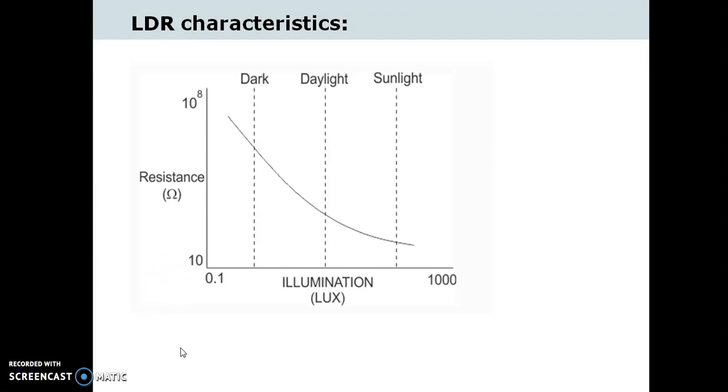But the value of the resistance does not start decreasing immediately. At any time, the resistance value of the LDR depends on the previous light falling on it, and this is called the memory effect or the light history effect.